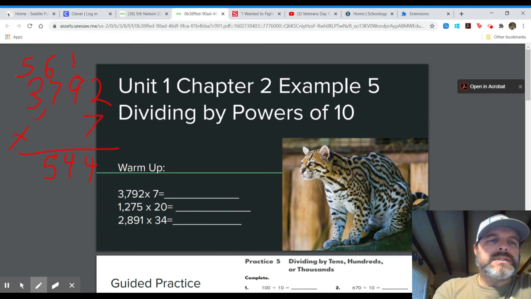And then the last one I do is 7 times 3. But remember, that's 7 times 3,000. 7 times 3 is 21, plus 5 is 26. And that's what you should have gotten.